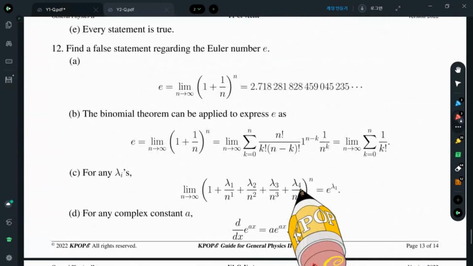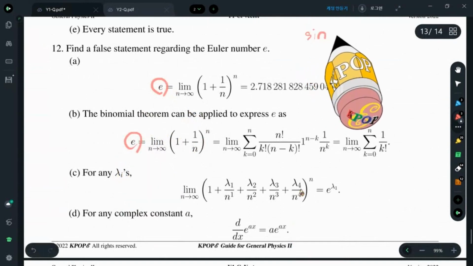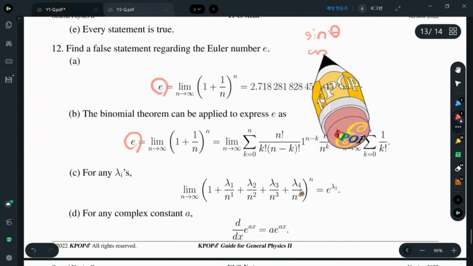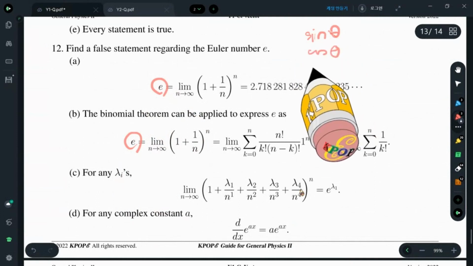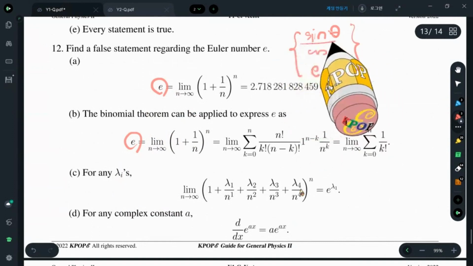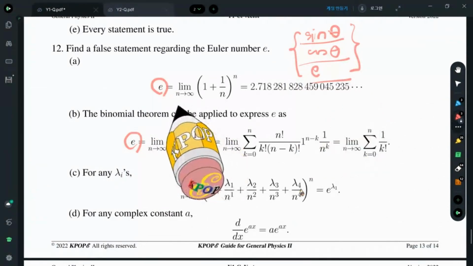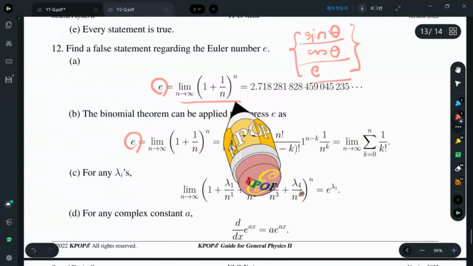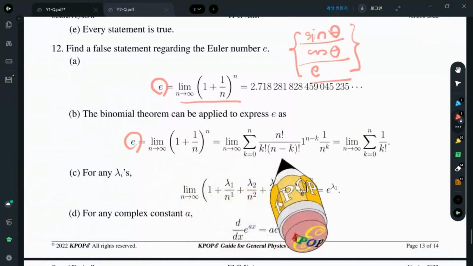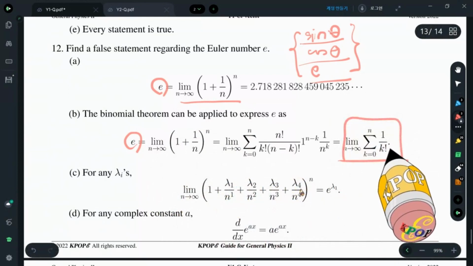The next part is you should be familiar with the exponential. In physics, we have sine, cosine, exponential. These three functions appear in physics problems frequently. So you have to remember the definition and how to deal with this expansion, a convenient tool of expansion, and it can be generalized to find the Taylor series expansion of the exponential function or any other function.